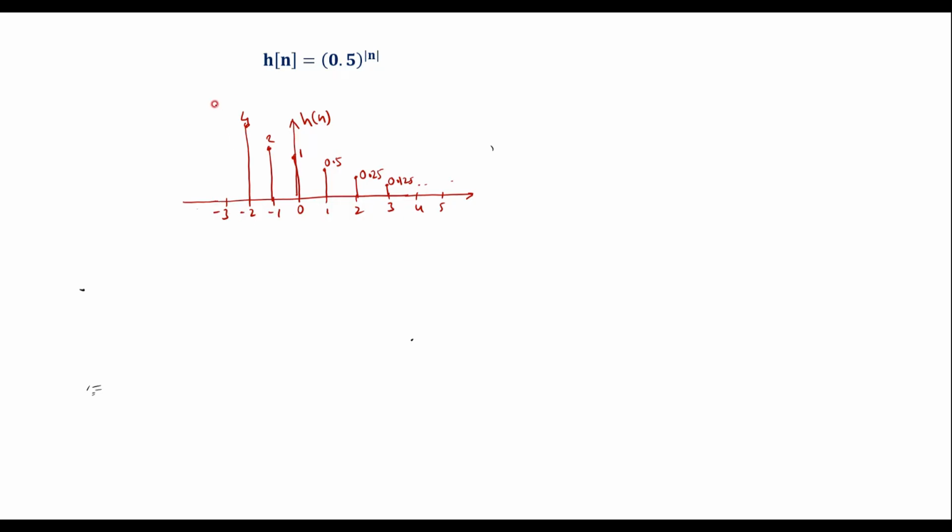and at n equal to minus 3 its value is 8 and so on. So here we can see that h of n value is not equal to 0 for n less than 0. Therefore, the system is non-causal.